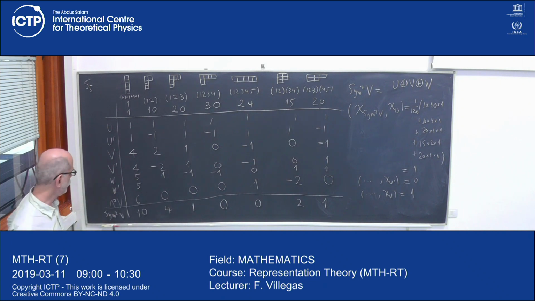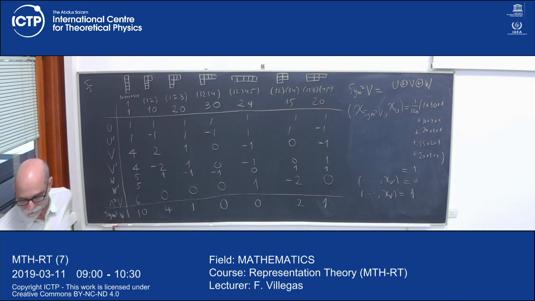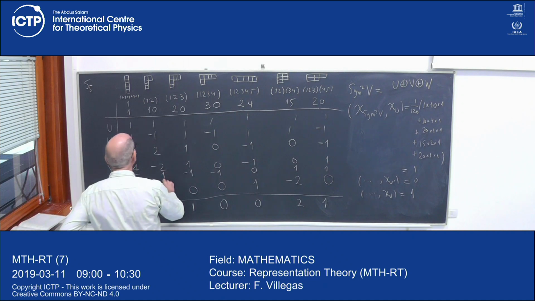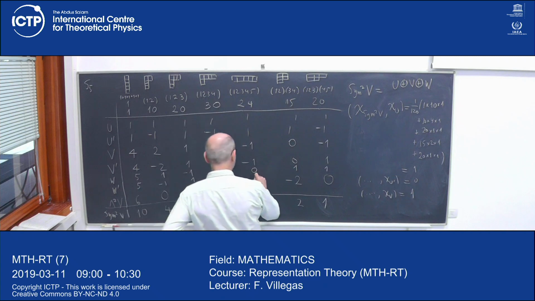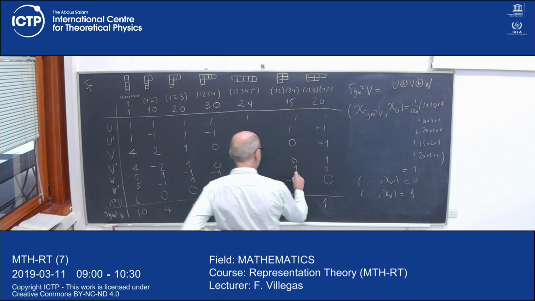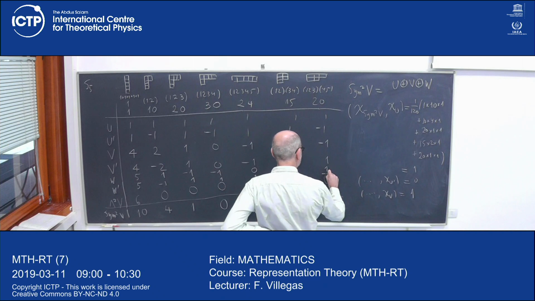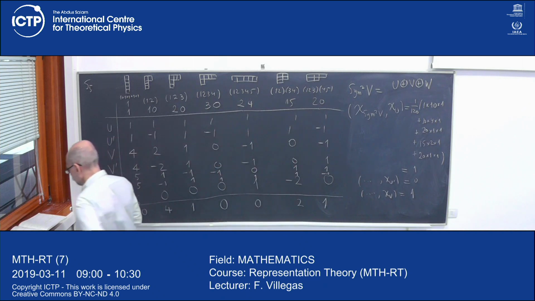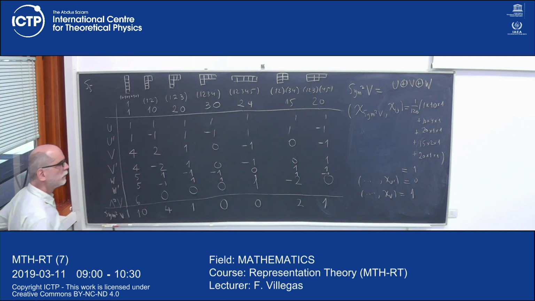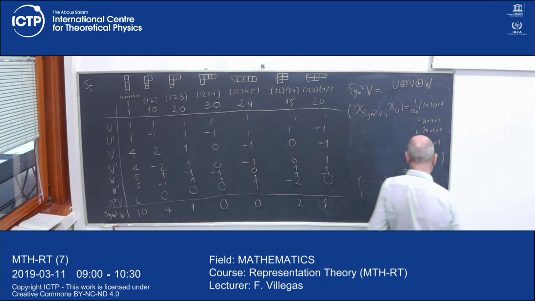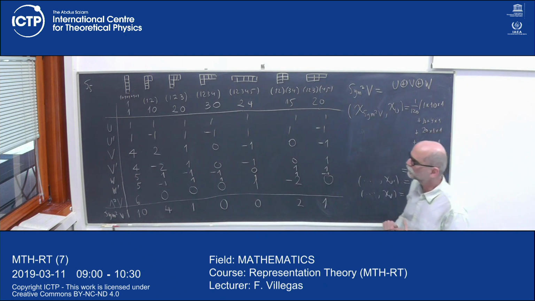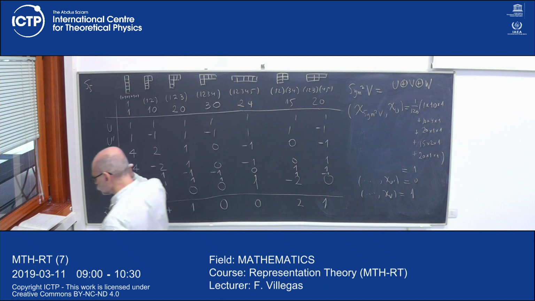And W prime, as already suggested, is W tensor U prime. So if we multiply by the sign representation, we see the missing one. Okay, so we have done. We have computed the character table of S5 by brute force calculation.